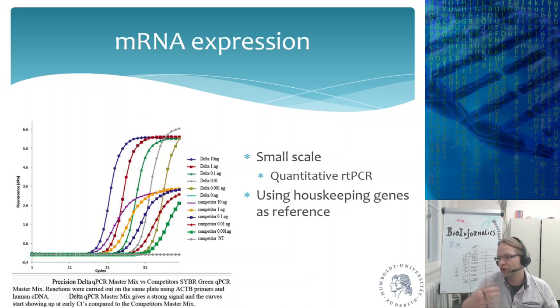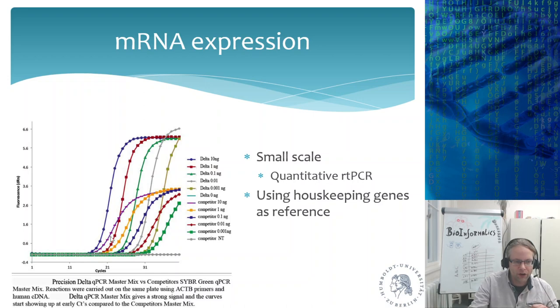And of course, we assume that the housekeeper is always expressed at a certain level. If you think about actin, then every cell in your body needs actin at a certain level. So if I'm comparing a cell from me to a cell from Florian or from Commando, then we will be expressing actin at a very similar level. And then the ratio of how much virus there was compared to this actin gives an indication of how infectious I am.